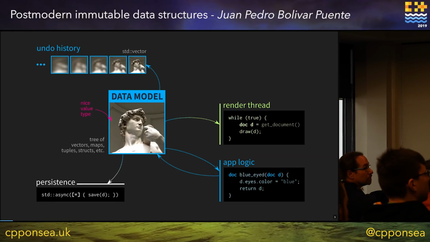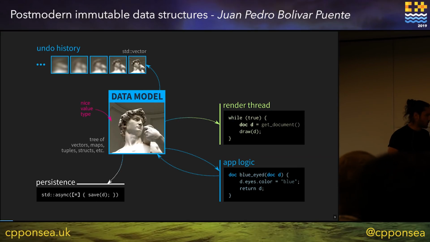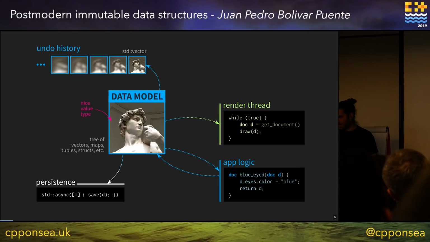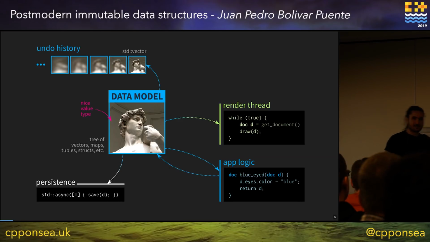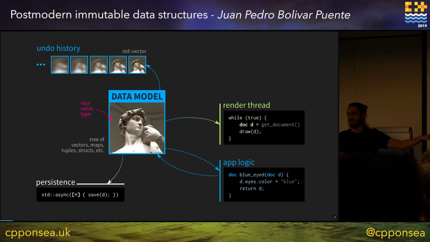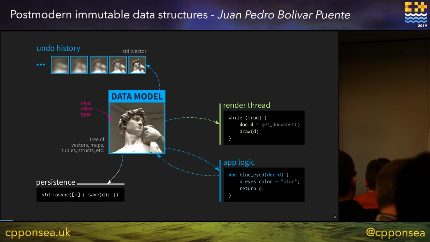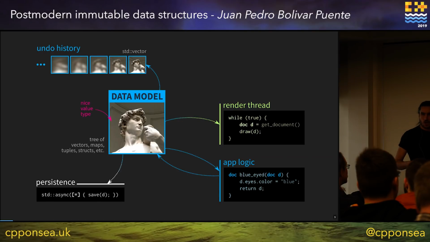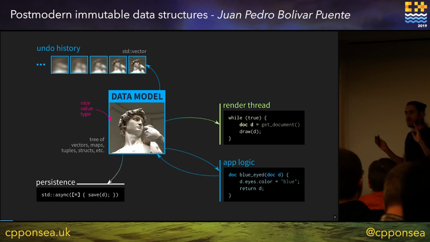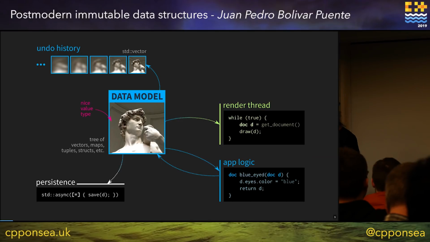If we want to do something like persistence, we can simply launch an asynchronous task that just captures the document by value. You probably cannot see it here, but there is an std::async with a lambda that captures the document by value, and then that's the saving in another thread. The simple capture already does the copy, and everything is safe, no mutexes or anything.